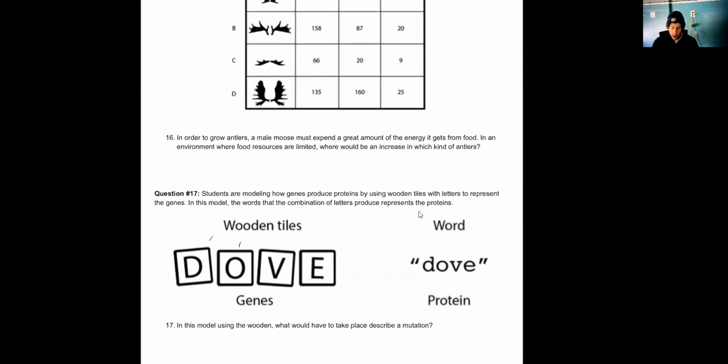Question 16 says, in order to grow antlers, a male moose must expend a great amount of energy it gets from its food. So that means that it's going to use a lot of its energy to grow these antlers. In an environment where food resources are limited, so in this environment where this moose lives, it does not have a lot of food. Where would be an increase of which kind of antlers?